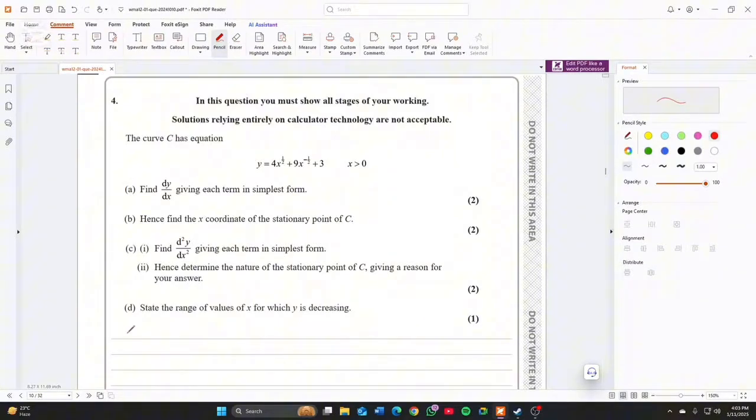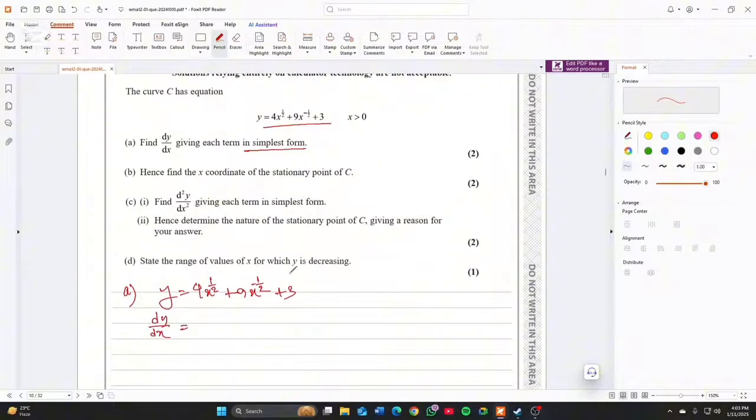So for a, the curve C has this equation, and part a tells us to find dy by dx, giving each term in simplest form. This is easy. So y equals 4x^(1/2) plus 9x^(-1/2) plus 3. Therefore dy by dx, differentiating once: 4 times 1 over 2 x^(1/2 minus 1) plus 9 times minus 1 by 2 x^(-1/2 minus 1), and 3 becomes 0.